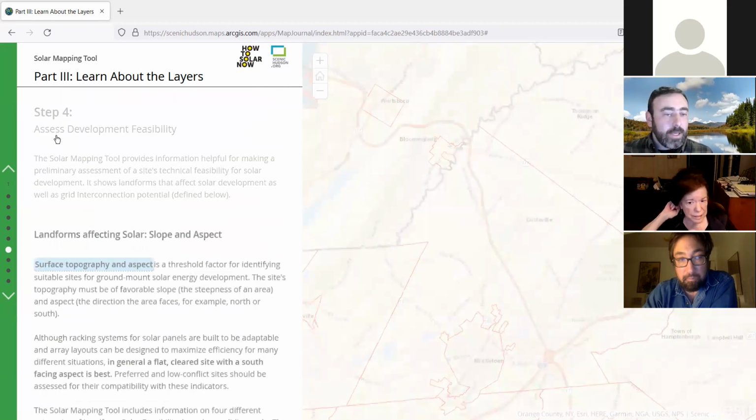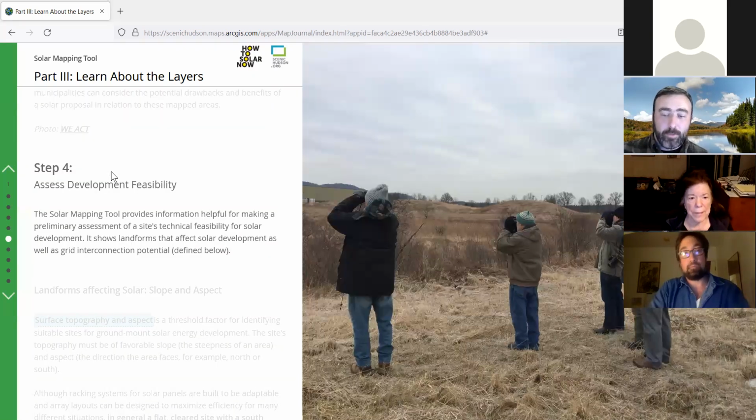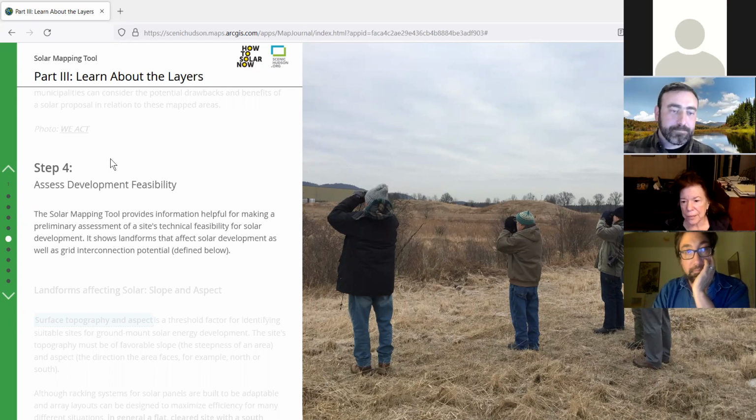So that's the end of step 3, which is looking at valued resources and making sure we avoid negative impacts of solar. Any questions on that before I go on to step 4, which is assessing solar development feasibility?